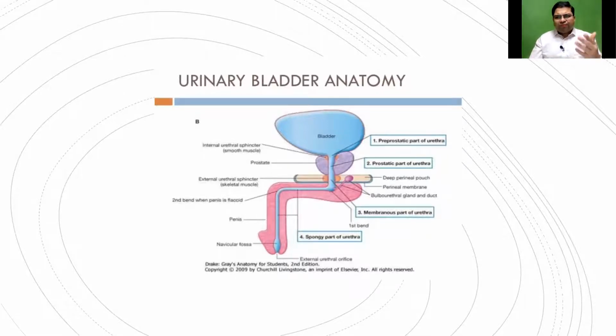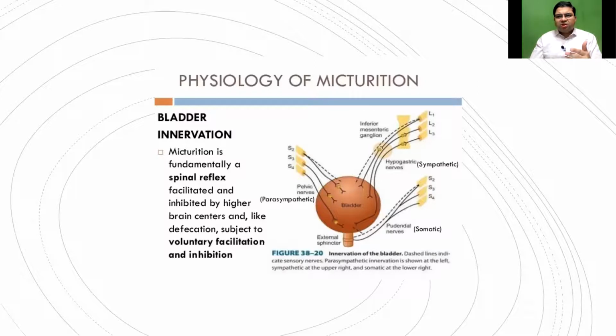I'm going to skip forward and talk about the physiology of micturition. So this is the bladder. As you can understand, the bladder is supplied by the autonomic nervous system and the somatic nervous system. The autonomic nervous system has two parts: the sympathetic nervous system and the parasympathetic outflow. We'll be talking about this. Okay, so let us come to our whiteboard.